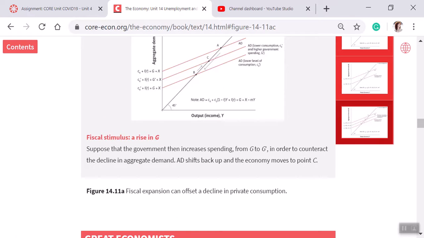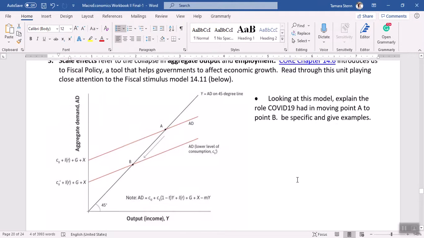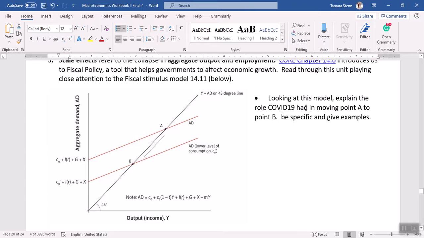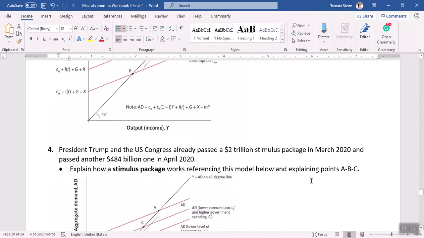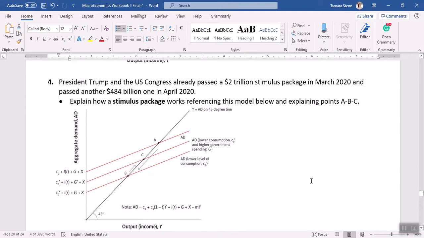Excellent. All right, so let's go see what's going on here. We're going to go to our workbook, look at this model, and explain the role COVID-19 had in moving point A to point B. Be specific and give examples. People were not putting money in their socks because they felt nervous about the future. What exactly was going on? You tell me. Next one, President Trump and Congress already passed a $2 trillion stimulus package in March, and now they passed another $484 billion one in April. Explain how a stimulus package works, referencing this model below.